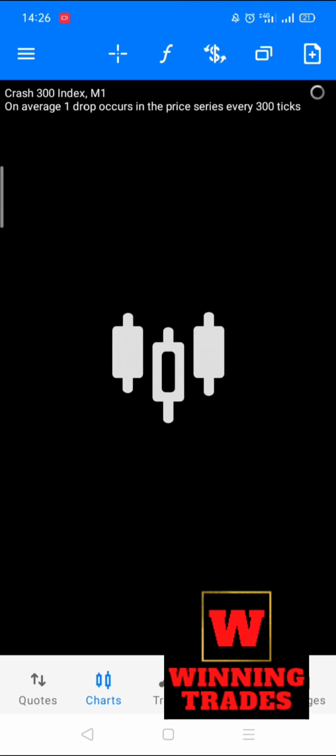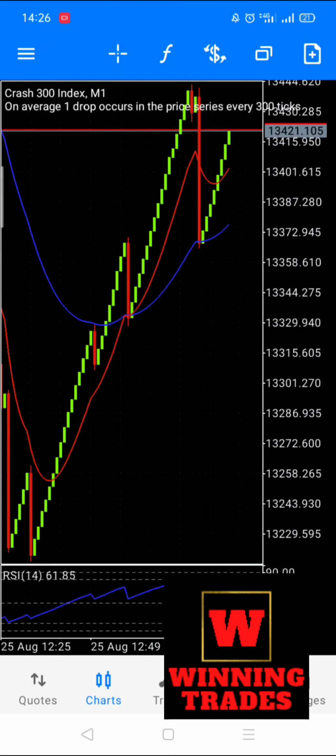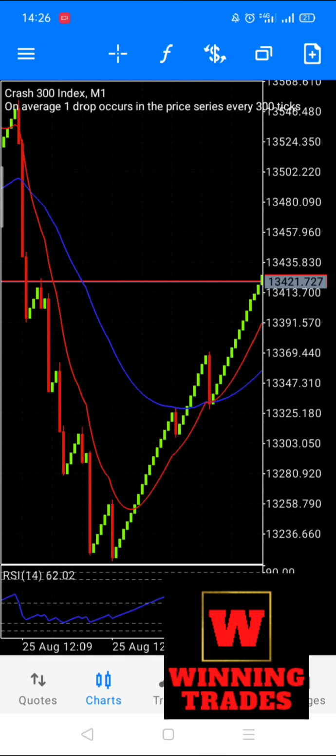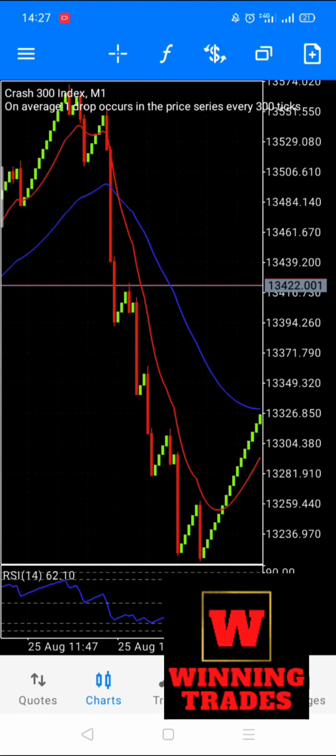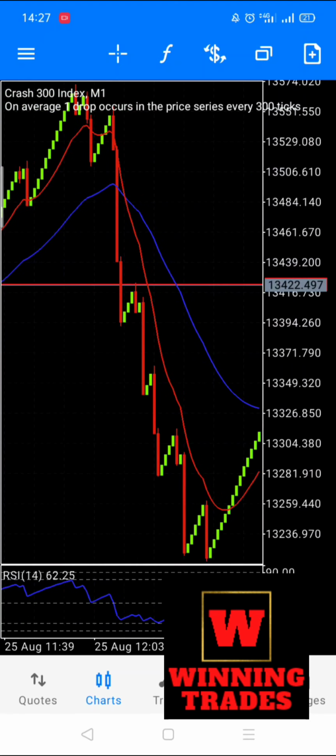Go to Crash 300. Now for Crash 300, guys, we are going to be looking for when the 13 EMA crosses the 50 EMA downward for a sell. Okay, we know that Crash, we're looking for spikes downwards. Okay, so now we are going backwards. Now look at this perfect example here. Look at this. This spike here caused the 13 EMA to go below the 50 EMA. And what do you get? When price comes back close to the 13 EMA, you put your sell there.